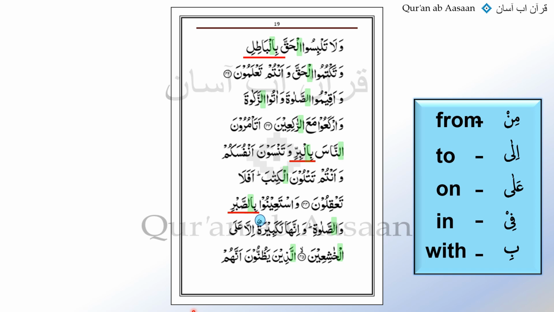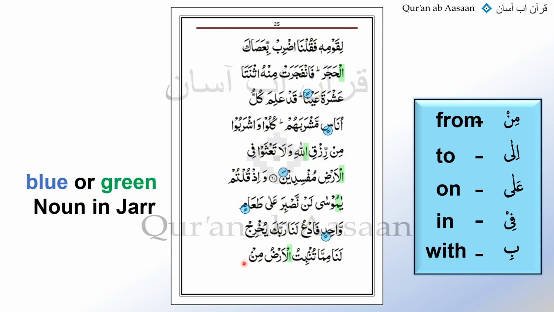Anything else? No? Are we sure? What about this? Ina sound at the end and we see ala here, ala behind it. This is also murakkab jari, ala al-khashi'ina. Beautiful. Well done. Okay. The next page we are going to do is page number 25.